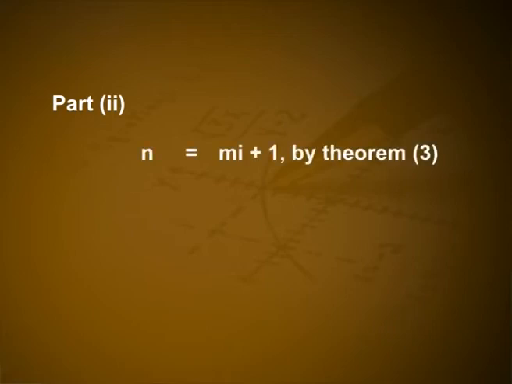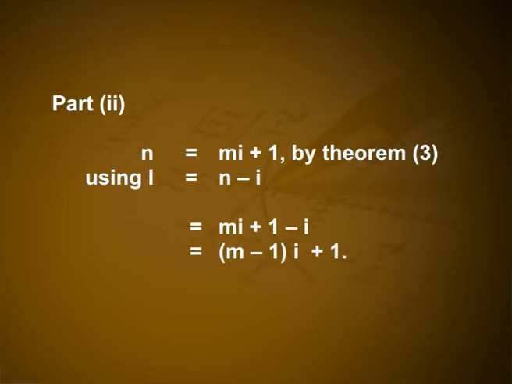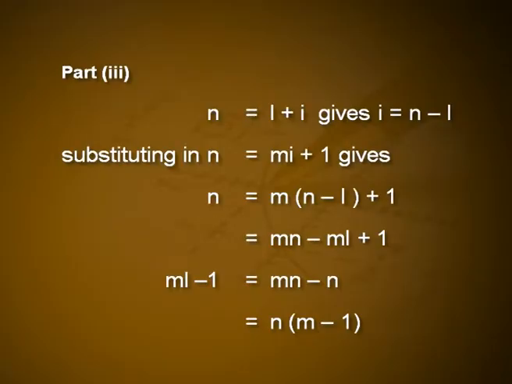Part 2. n equal to mi plus 1 by the last theorem, and using L equal to n minus i gives mi plus 1 minus i, that is equal to (m minus 1) into i plus 1. Now part 3. n equal to L plus i gives i equal to n minus L. Substituting in n equal to mi plus 1 gives n equal to m into (n minus L) plus 1, which is equal to mn minus mL plus 1.